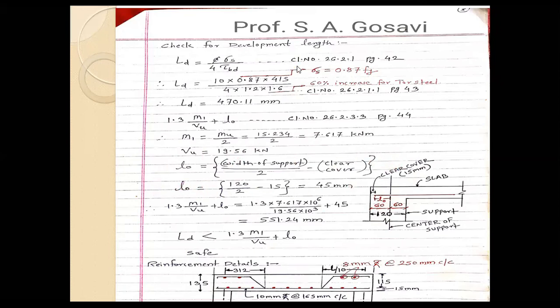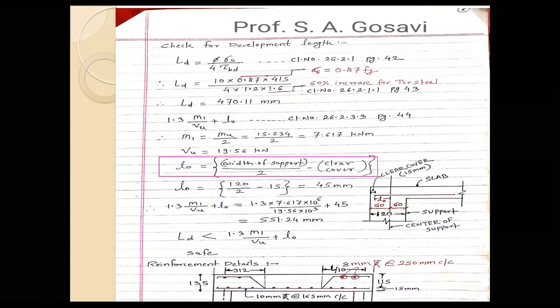The formula for that is L0 is equal to width of support by 2 minus clear cover. One and the same thing I have told you here. The concept, you draw this diagram. This is a very important diagram. I am hoping that simultaneously you are writing down all the steps. So L0 is equal to width of support, that is 120 divided by 2, minus clear cover. Clear cover is 15, which is equal to 45.